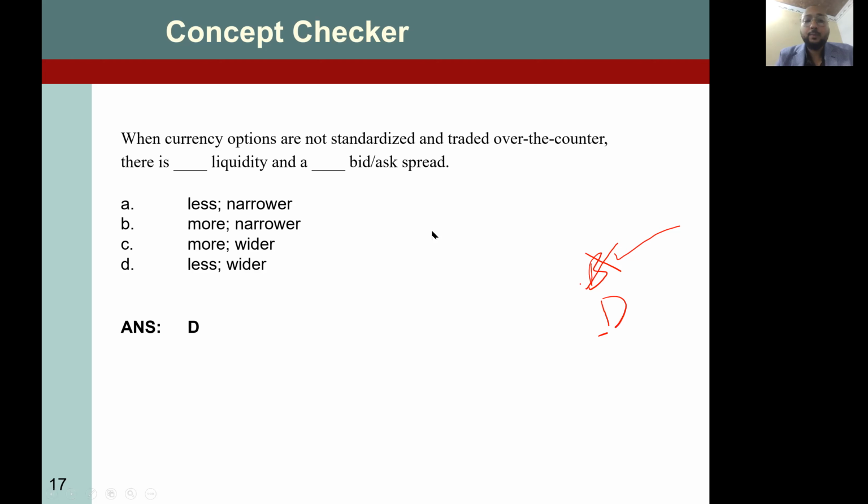The answer is D. Why? Because when the currency options are not standardized and these are traded over the counter, not on the stock exchange, as we talked about in our previous classes, it would be less liquid, and when less liquid, its bid-ask spread would be high or wider. So less liquid or illiquid and wider is option D.